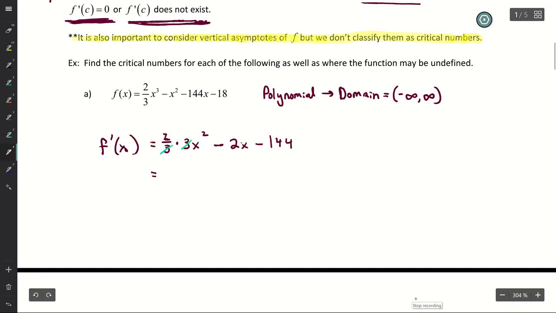By simplifying, this particular derivative will become 2x squared, minus 2x, and then minus 144. Now, from this point, if possible, I'd like to try to factor this derivative, and this is something that we're familiar with. So notice that every single one of these terms has a factor of 2 in common, so I'm going to factor that out. That leaves me 2 on the outside, and then x squared minus x, and then here minus 72.